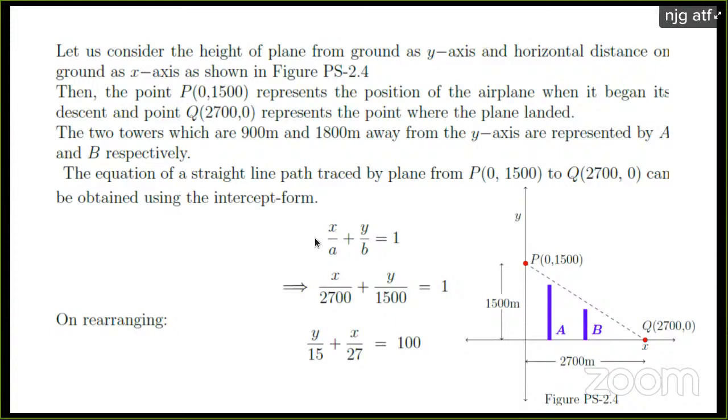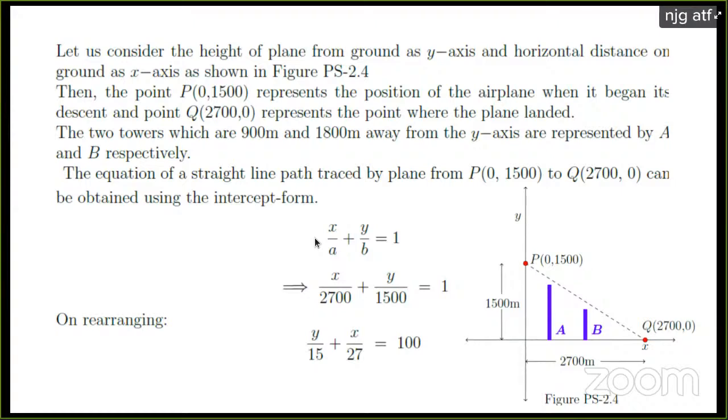As given in the question, assume the plane trajectory is a straight line. So PQ is my straight line now. I just want to calculate the equation of that straight line. As I have the x-intercept and y-intercept of that line, I can use the intercept form. My x-intercept is 2700, my y-intercept is 1500. So I can just substitute my value of A and value of B in the equation x by A plus y by B is equal to 1. So my A is 2700 here and my B is 1500.